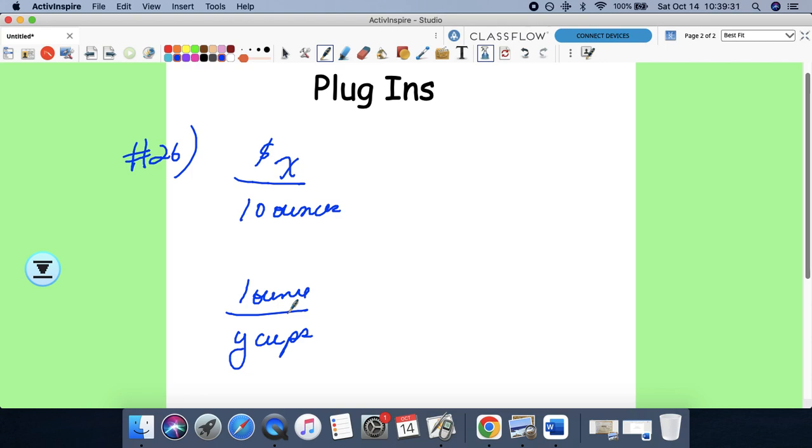So let's see. Let's pick an easy number. Somebody pick an easy number. Well, let's pick 100. So let's make x equals 100. If x equals 100, right? And I picked 100 because it's divisible by 10. That's the only reason. And that means that is $10 for 1 ounce.